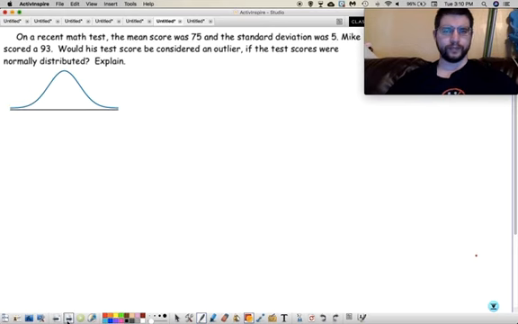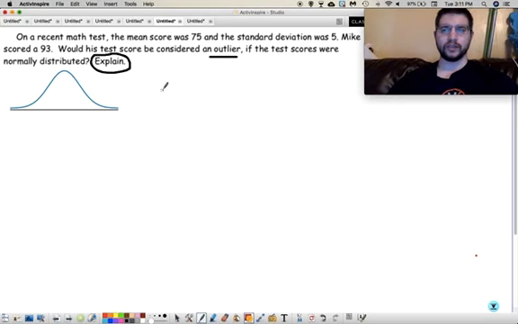For number 2. On a recent math test, the mean score was 75 and the standard deviation was 5. Mike scored a 93. Would this test score be considered an outlier? Is this test score normally distributed? Explain. This whole explain thing is what I was really looking for on this one. We never formally decided what would be considered an outlier for a normal distribution. But let's think about what we learned about z-scores and probabilities.